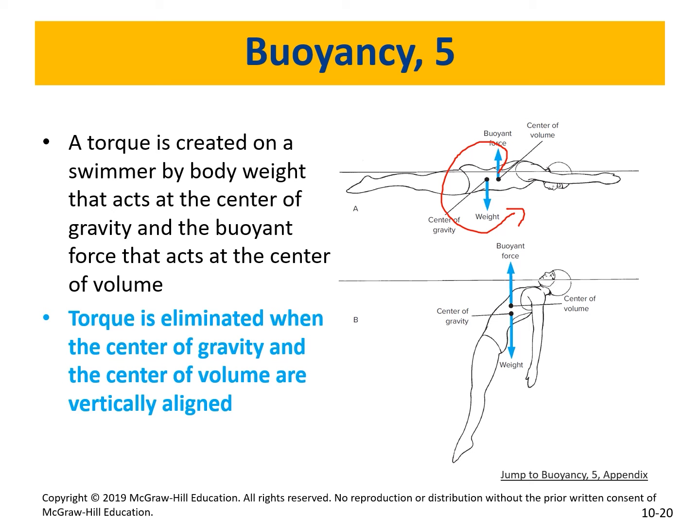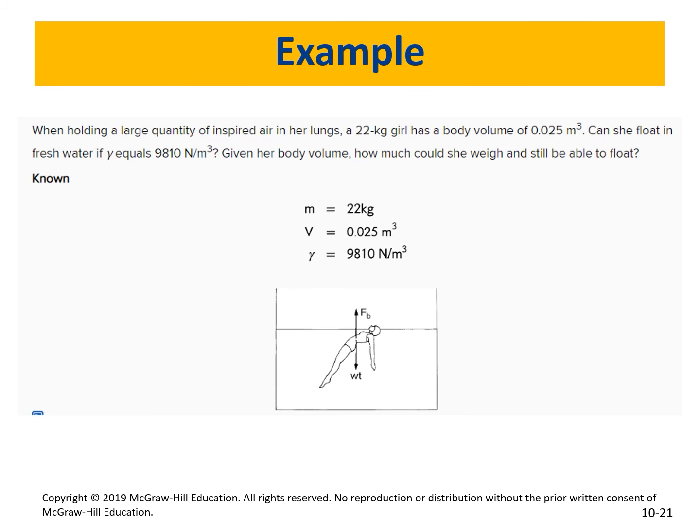Okay, let's do an example. I want you to try it for, let's say, 3-4 minutes. When holding a large quantity of inspired air in the lung, a 22 kilogram girl has a body volume of 0.025 meter cube. Can she float in fresh water with a specific weight of 9,810 newtons per meter cube? Given her body volume, how much could she weigh and still be able to float? So let's take a couple of minutes.